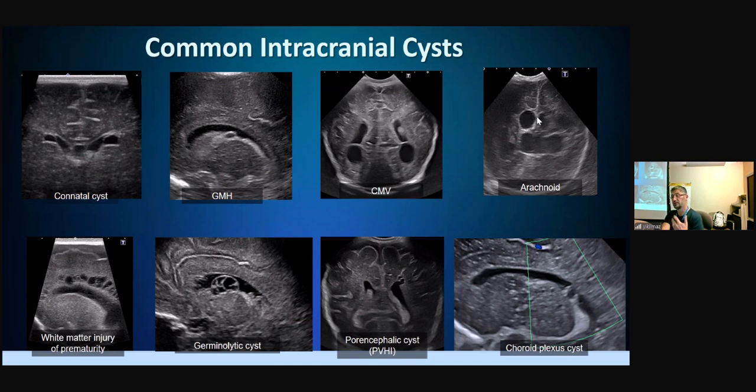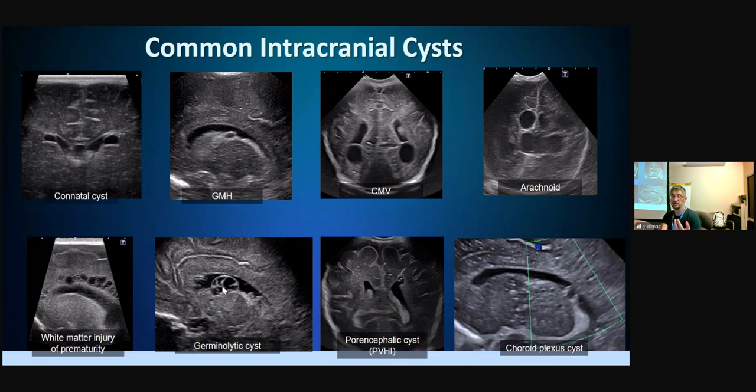They are extra-axial cysts. White matter injury of prematurity, also known as PVL, is multiseptated cysts, periventricular and posteriorly predominant. There is also germinolytic cyst, which originated from the germinal matrix, just like hemorrhage, but it's not hemorrhagic. It's septated. It's a complex-looking cyst, and most of the time benign.